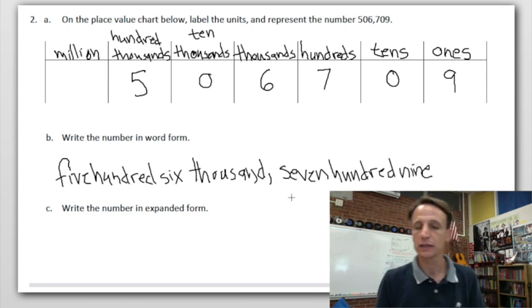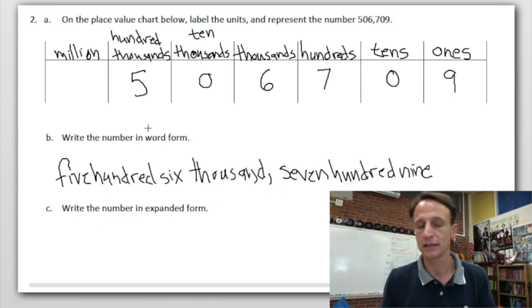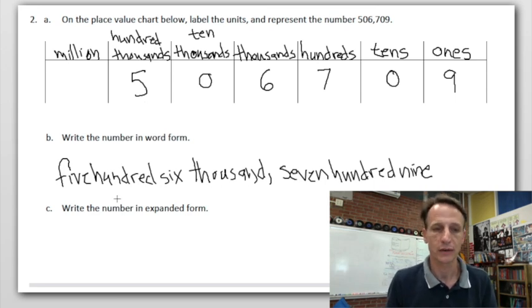And now to write it in expanded form, we take each digit and write it out as a numeral based on the place it's in. For example, that 5 in 100,000s place, its value is 500, here comes the comma, 000. And again, the zeros, we don't have to write anything, so we go right to that 6 in the thousands place. Its value is 6, here comes the comma, 000.